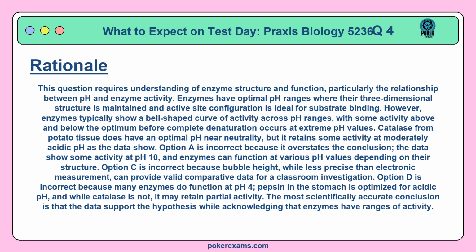Option D is incorrect because many enzymes do function at pH 4. Pepsin in the stomach is optimized for acidic pH, and while catalase is not, it may retain partial activity. The most scientifically accurate conclusion is that the data support the hypothesis while acknowledging that enzymes have ranges of activity.